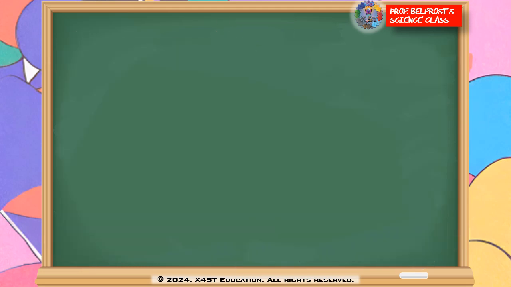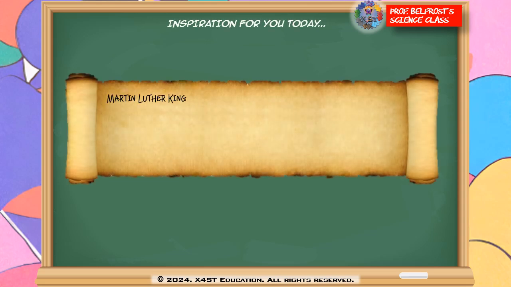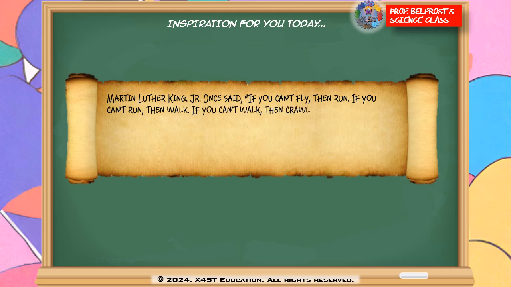Okay, so done for today. Here's a little quote for you. Martin Luther King Jr. once said, "If you can fly, then run. If you can run, then walk. If you can't walk, then crawl. But whatever you do, you have to keep moving forward." So that's that for you.